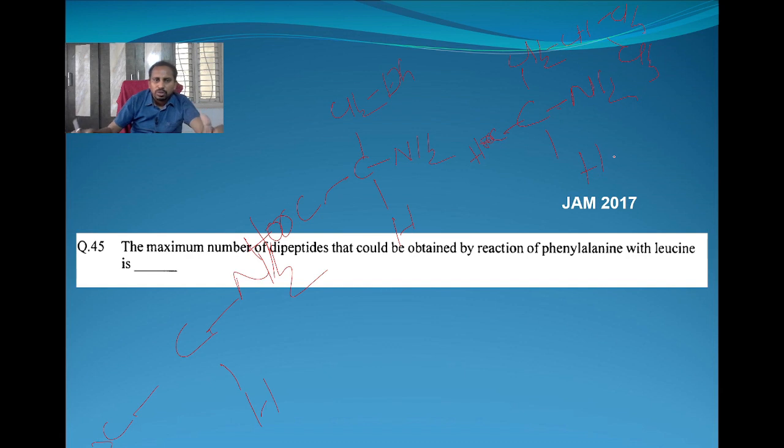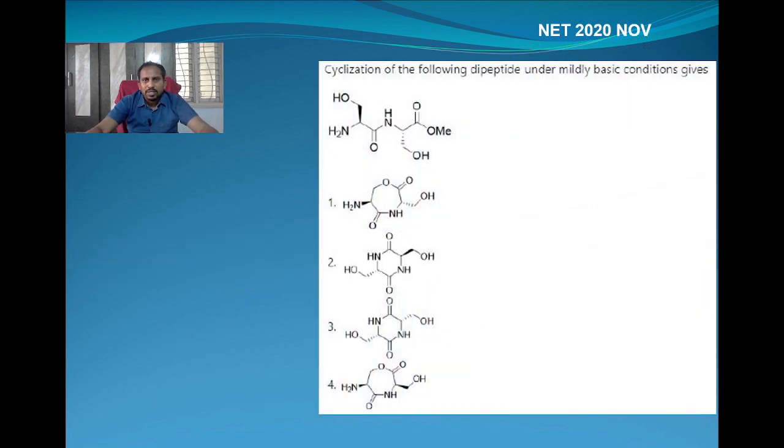So maximum number of dipeptides: here COOH and this NH2 can form one dipeptide, or this NH2 can combine with the other COOH to give another dipeptide. So maximum 2 peptides are possible. So the answer is 2. Very simple question. How many dipeptides can form by using 2 amino acids? 2 peptides can form. Okay, so moving to the next slide.